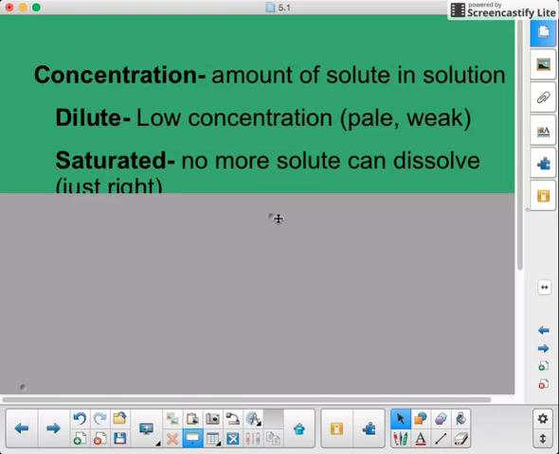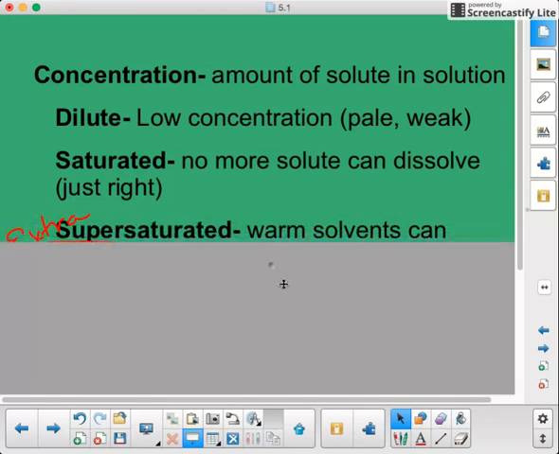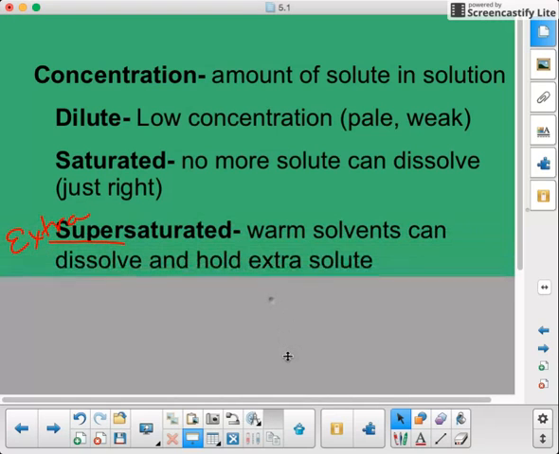It might even taste too strong. It might be too sweet and very dark in color. And it's possible to create what we call a supersaturated solution. A supersaturated solution is one that's extra saturated. If you heat up the solvent, you can actually get more solute to dissolve in it than you would be able to at room temperature. And so that prefix, super, means extra. It's more saturated than it usually would be able to be, or more concentrated.